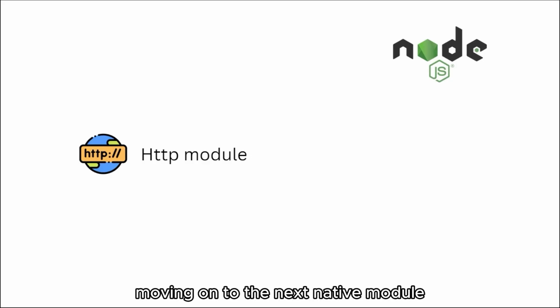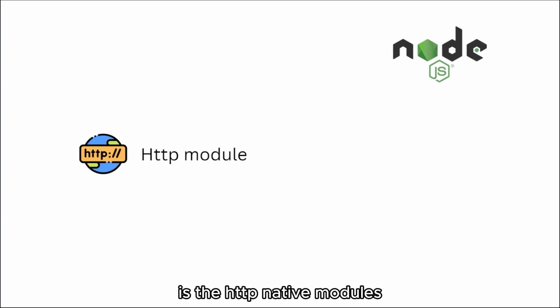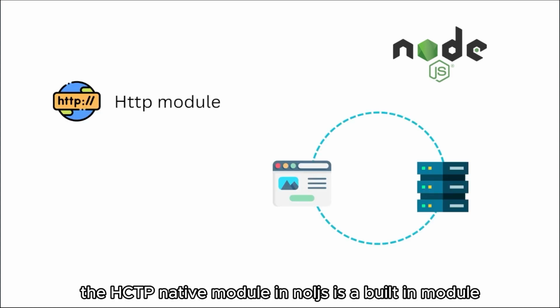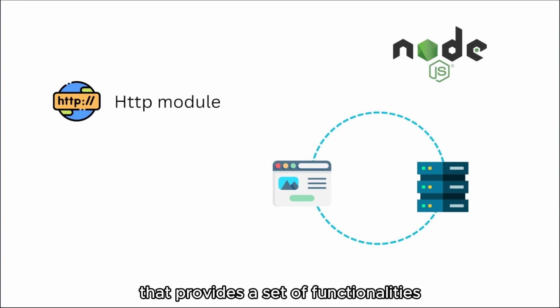Moving on to the next native module that we will discuss, the next module that we will discuss is the HTTP Native Module. The HTTP Native Module in Node.js is a built-in module that provides a set of functionalities for creating and interacting with HTTP servers and clients.